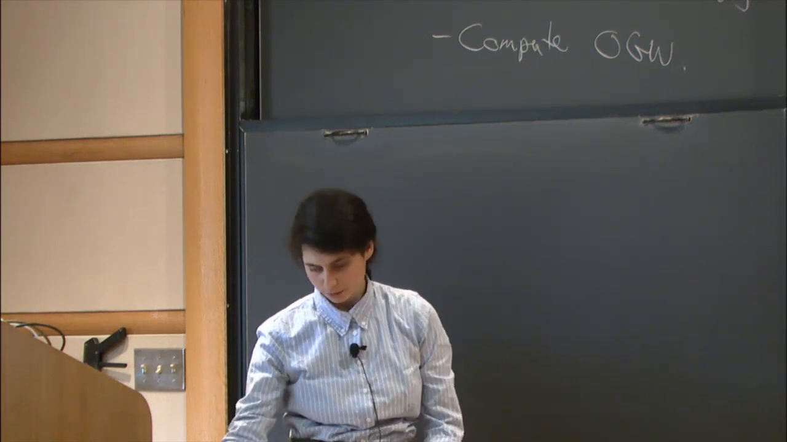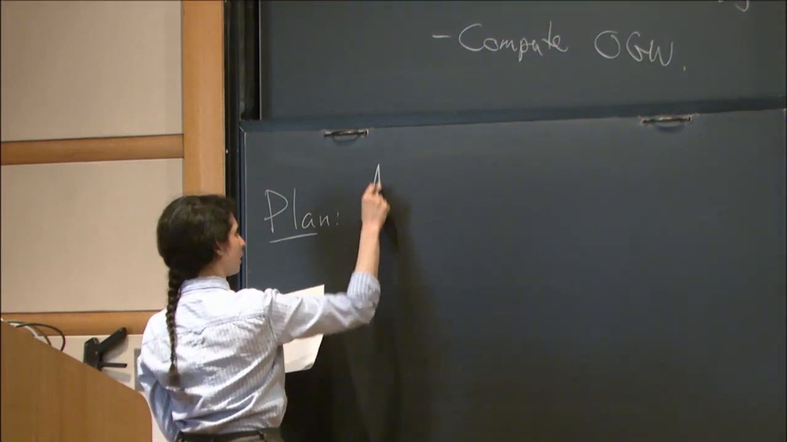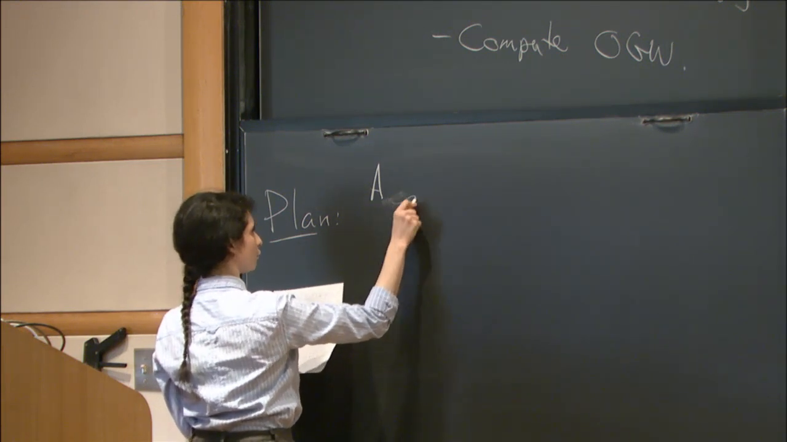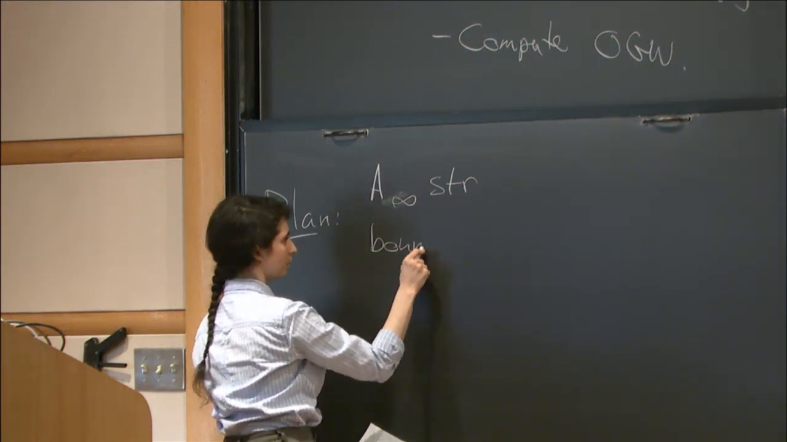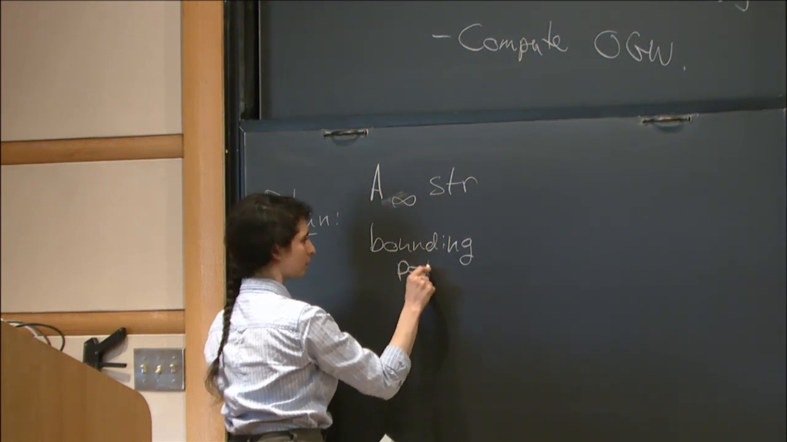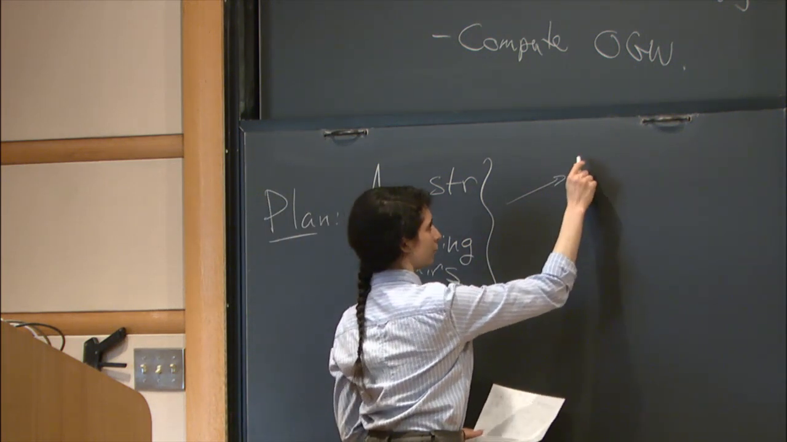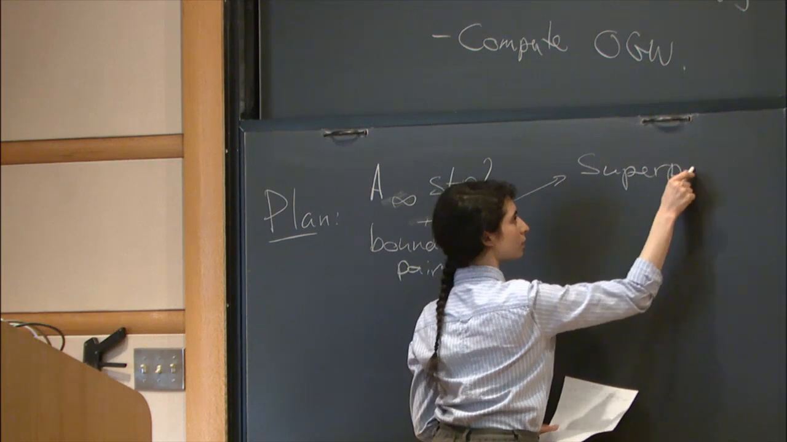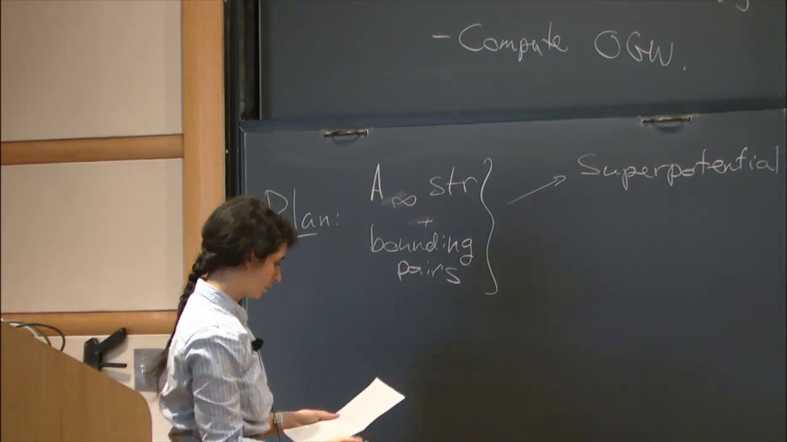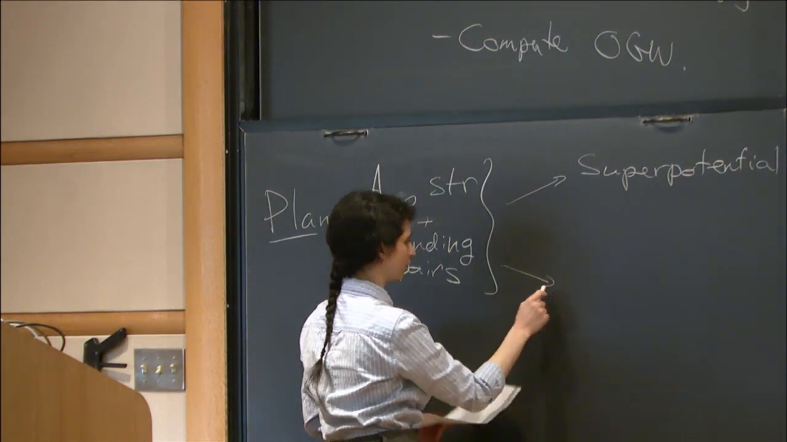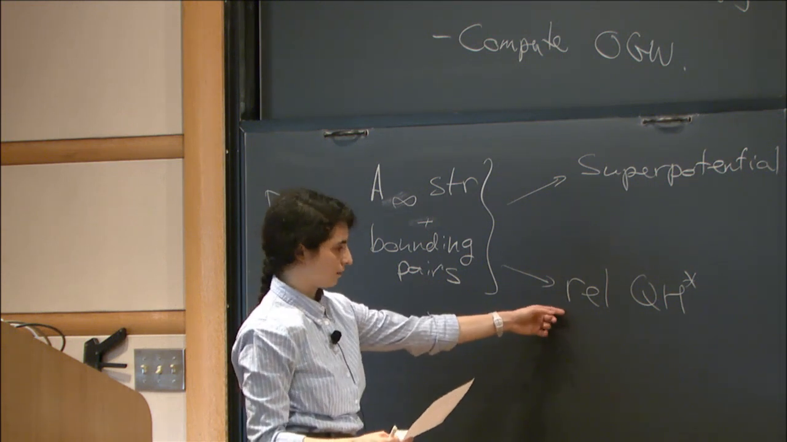So I will start. Maybe I will outline this as a plan. I'll describe an A infinity structure, and define a notion of bounding pairs, which these two creatures give, on one hand, a superpotential, which is a generating function for the above-mentioned open Gromov-Witten invariants. And also, this gives the relative quantum cohomology structure, which will be the focus today.